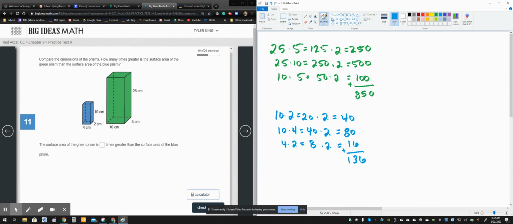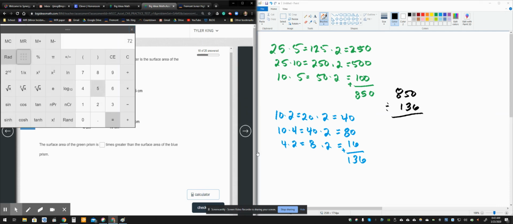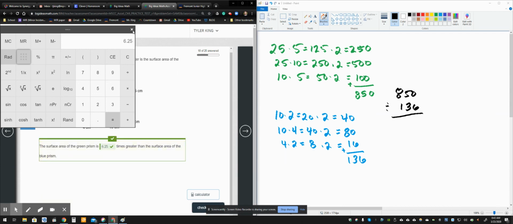Okay, now the question says to figure out how many times greater the surface area of the green prism is than the blue prism. So what we're going to do is take this 850 and divide it by this 136 to figure out how many times greater it is. So we're going to go ahead and grab our calculator here. We're going to do 850 divided by 136, and that's going to give us 6.25. So we're going to say this is 6.25 times greater. And as we check our answer, we should be good. Wonderful.